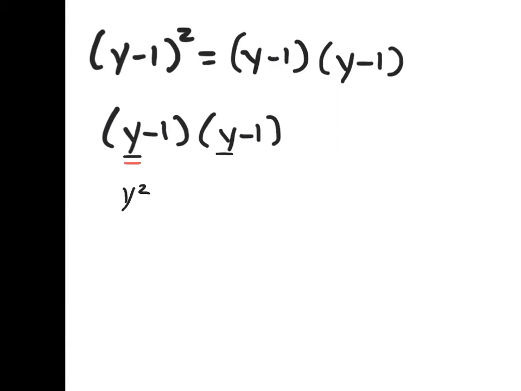And then the outer term times the outer term. What does that become? Y times negative 1. Negative y. And then the inner term times the inner term. Another negative y. And then finally, we've got the last term times the last term, which becomes negative or positive? A positive 1. This becomes y squared minus 2y plus 1. You see how that's a lot different than what we were going to write down there?